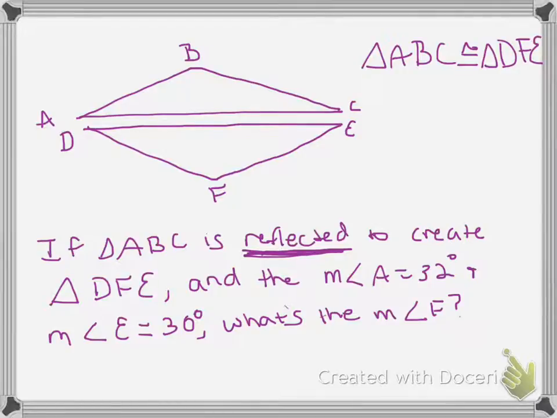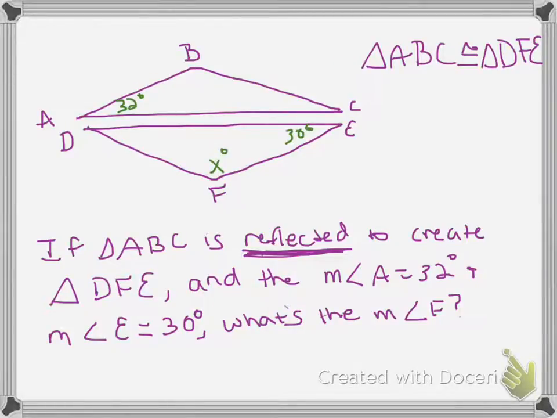Now, we're given angle measures, so the first thing that I'm going to do is label all of my angle measures that they give me. So the measure of angle A is 32 degrees, so I'm going to put 32 degrees, and the measure of angle E is 30 degrees. What is the measure of angle F? This is the one we're looking for. I'm going to call it X.